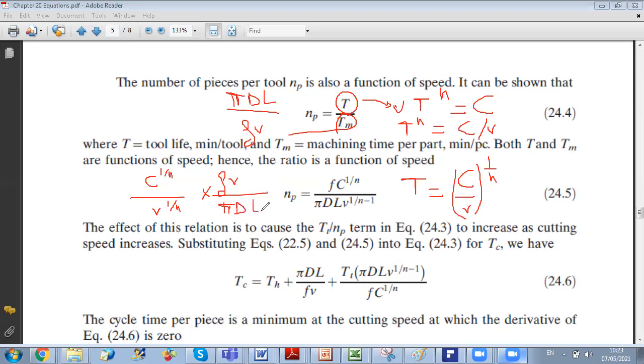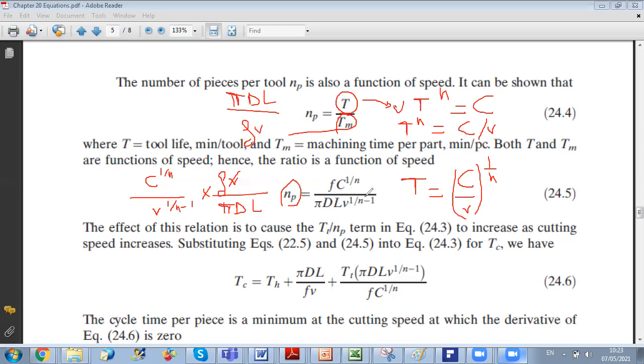Therefore, if you simplify, here you have V, and here V to the power 1 over n. So in total, it's V to the power 1 over n minus 1. Your final equation for the number of parts that will be produced during one lifetime is equal to f, which is the feed rate, times the Taylor constant to the power 1 over n, over pi d l times V to the power 1 over n minus 1.